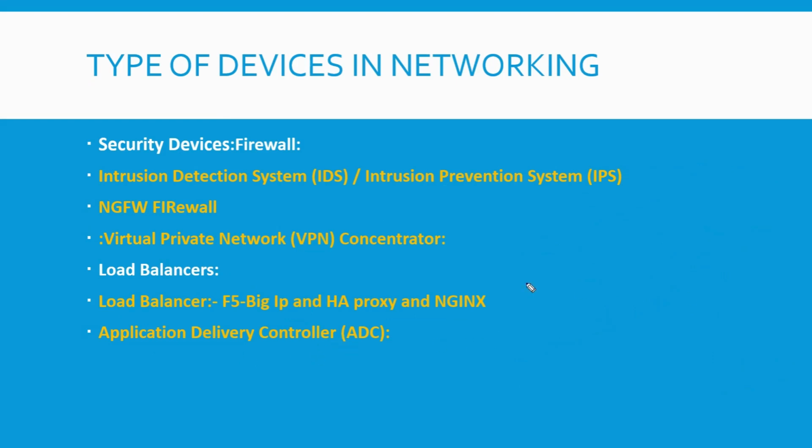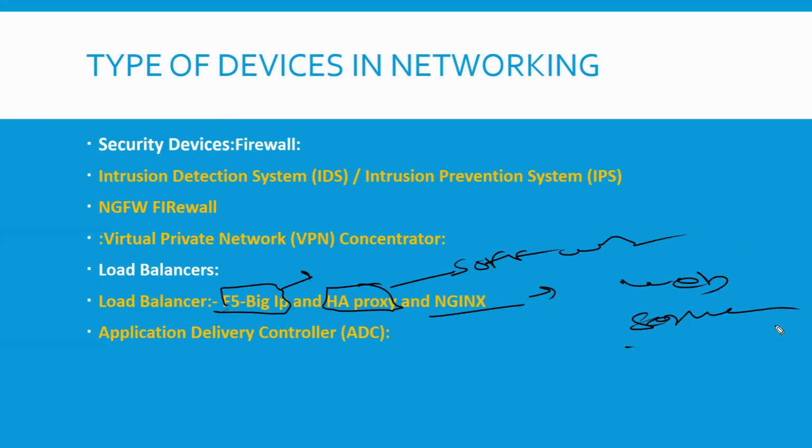So there is F5 BIG-IP, which is the market leader. Then we have HAProxy, which is another software-based load balancer. And then we have Nginx. Nginx is just a web server which does some sort of load balancing. Yes, it actually does.